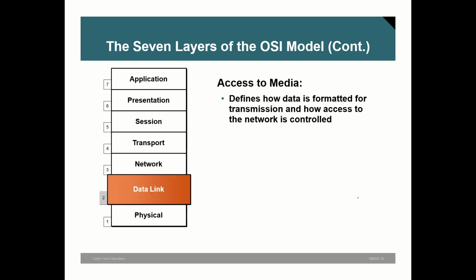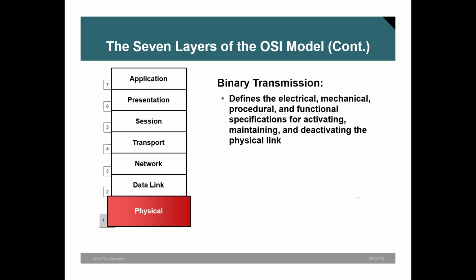Then we have the data link layer. It defines how data is formatted for transmission and how access to the network is controlled. This is how the data link layer works. Then we have the physical layer, which deals with binary transmission. It defines the electrical, mechanical, procedural and functional specifications for activating, maintaining and deactivating the physical link.